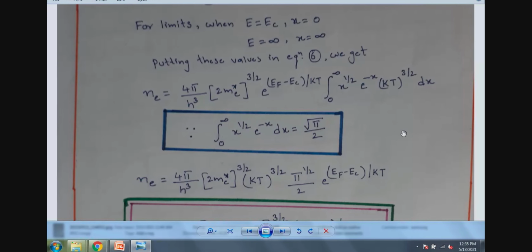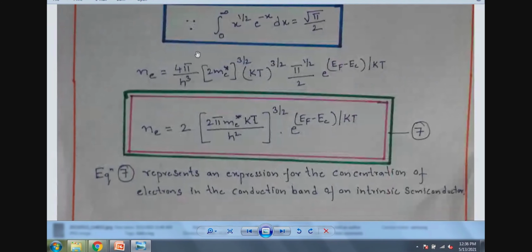Okay. So you have some direct solution here. So that is limits from 0 to infinity, x to the power of 1 by 2 into e to the power of minus x, this term becomes root pi by 2. Directly you can substitute this value. Okay. So this is a direct formula. You have an idea, you have solved so many problems in intermediate. Okay. So instead of this term, you put root pi by 2. So when you substitute this value in the above equation, so you get here, right? So you get pi by 2 by 2 into e to the power of ef minus ec by kt.